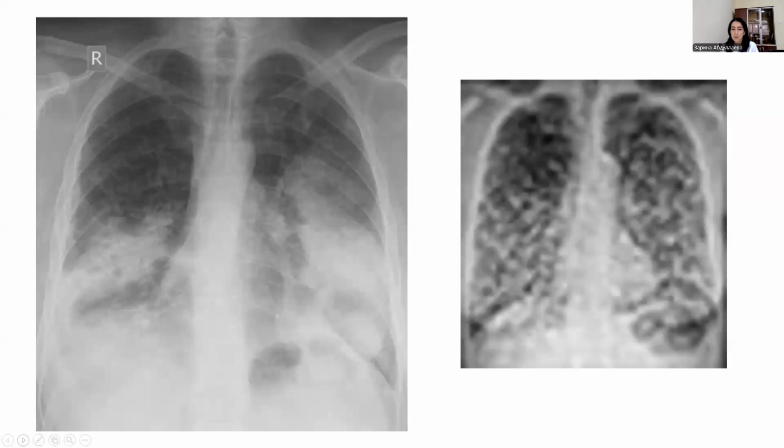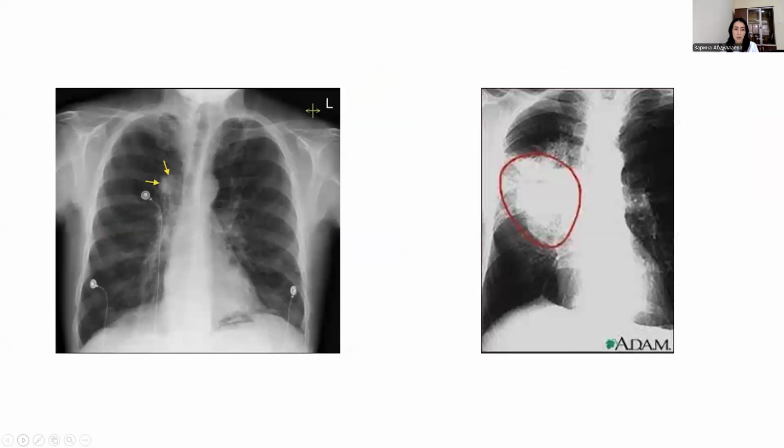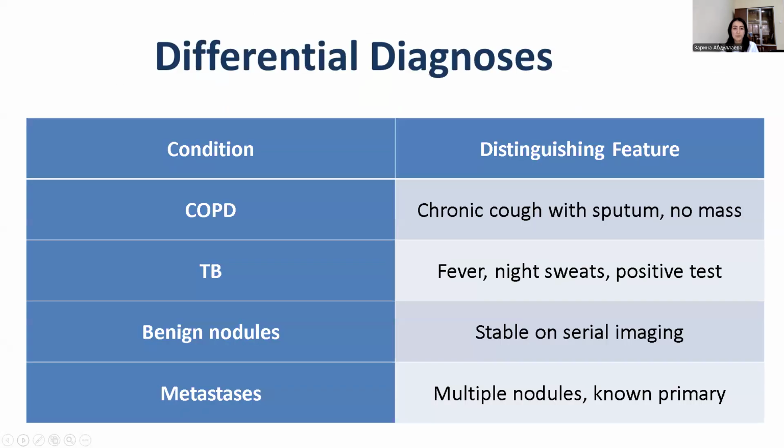So here we can see X-rays of the patients with lung cancer. Here we can see central and peripheral growth. In both of these we can see central growth of the lung cancer.